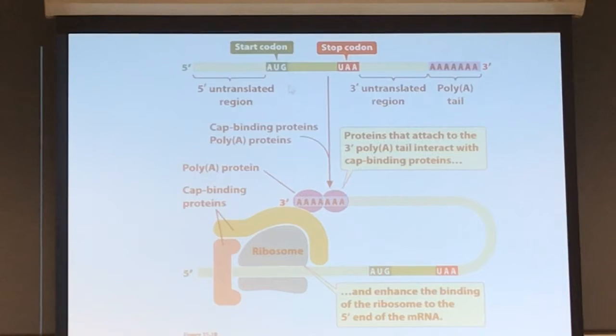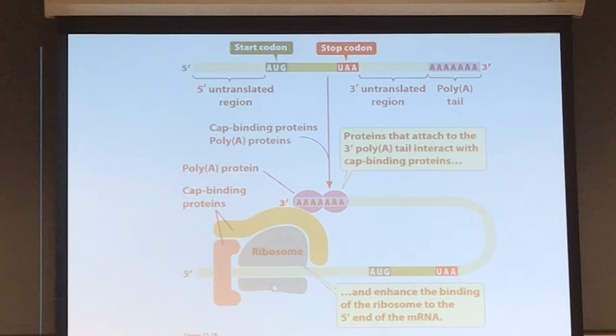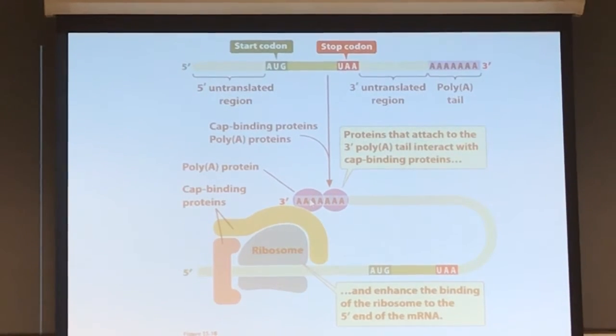Now, here you see the start codon at the 5' untranslated region, and the stop codon with the poly A. So once the ribosome sits on the messenger RNA, there are some cap binding proteins, some other proteins which stabilize the ribosome, and then the poly A tail, which we said is important for the movement of the messenger RNA from the nucleus into the cytoplasm, bends over and binds to these proteins, thereby stabilizing the complex.